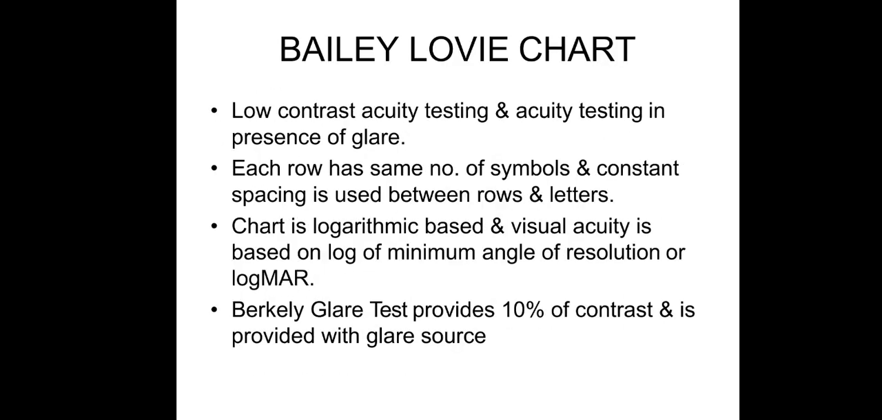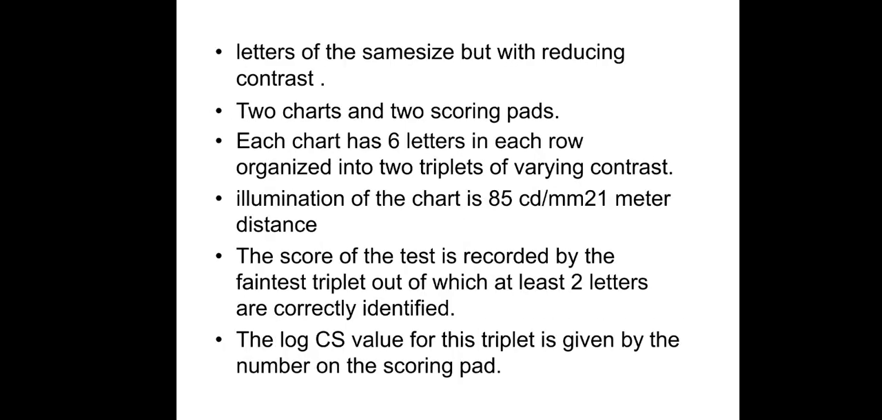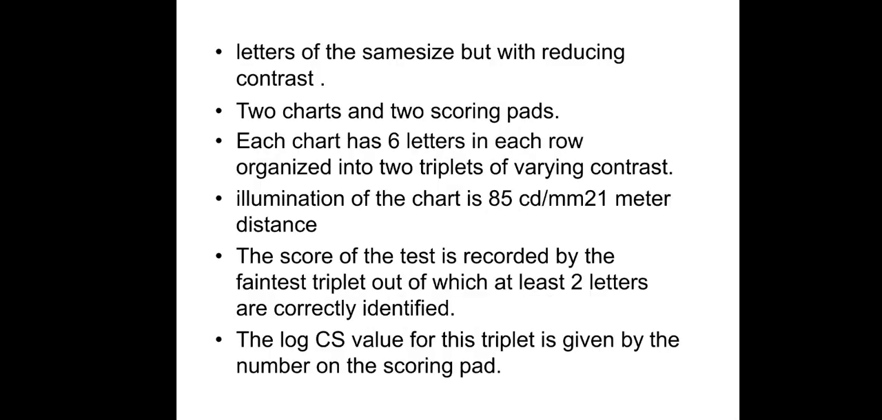So these charts are normally designed for what? Whenever the patient has a disease, as you know, there is an abnormality of vision. With abnormality of vision, there is also some reduction in contrast sensitivity. So we have to find out, is there any contrast defect also? Because some diseases, like optic nerve diseases, are mainly contrast sensitivity related diseases.